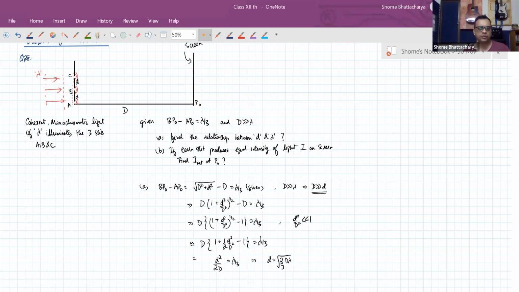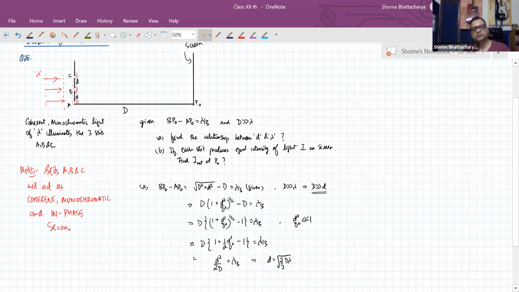Okay, so next we have to calculate the intensity of light reaching the point P naught, the net intensity. Before we start the next part, we have to understand this thing that I told you, that the slits A, B, and C will act as coherent, monochromatic, and in phase secondary sources.